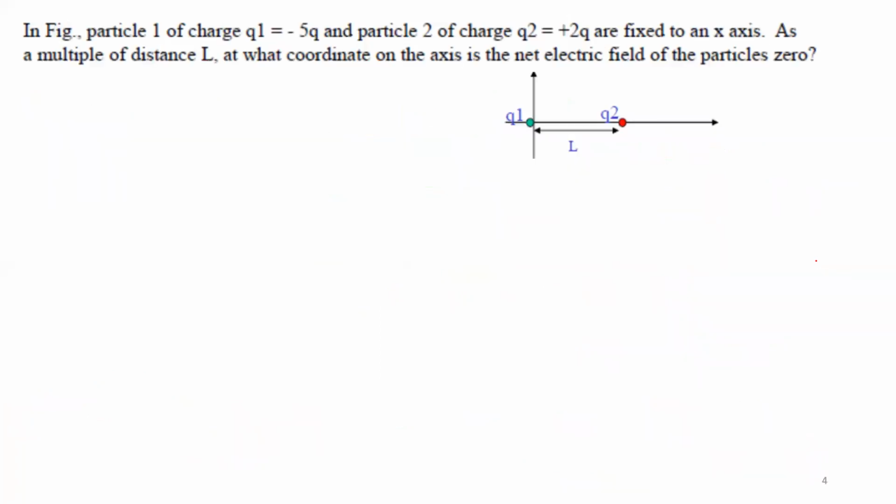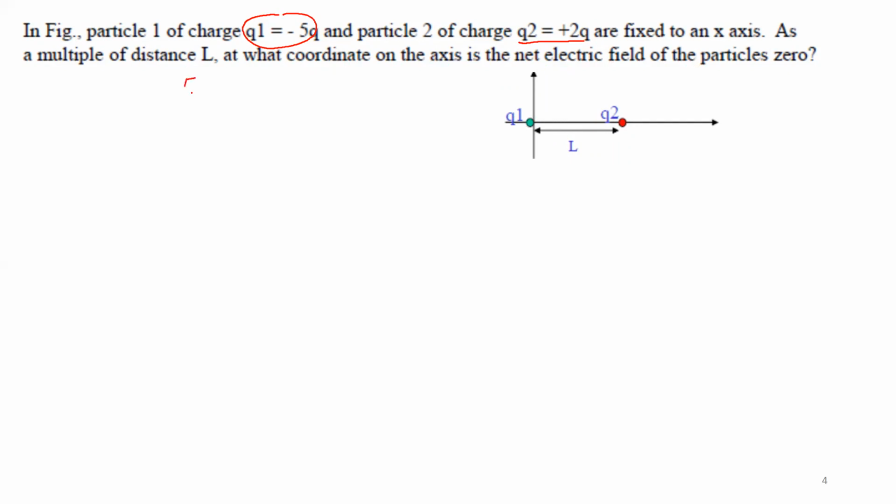Okay, so the same thing happened here. Here I have Q1, which is equal to minus 5Q, and Q2, which is equal to plus 2Q. They are fixed on the x-axis, and the distance between them is L. And the question is, at what coordinate on the x-axis is the net electric field of the particles equal to 0?